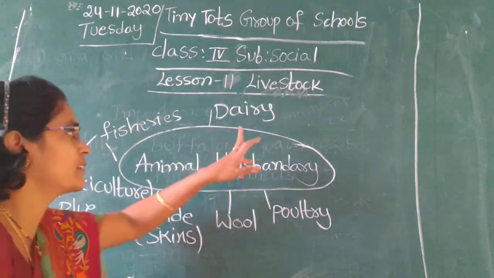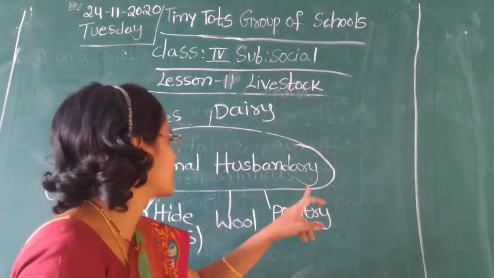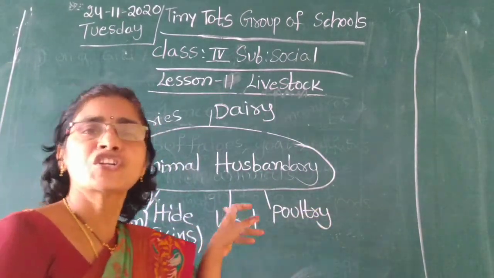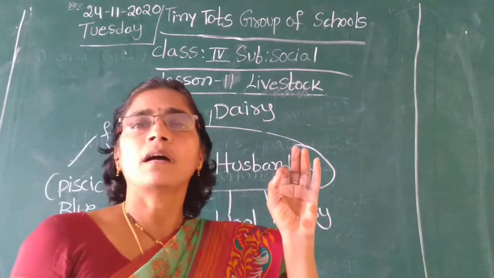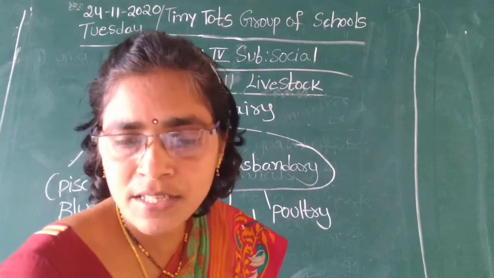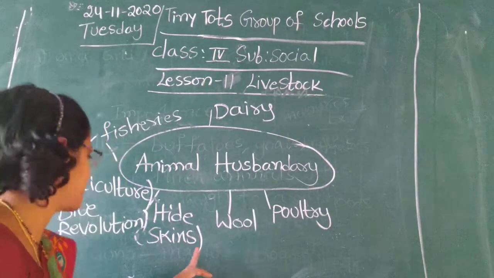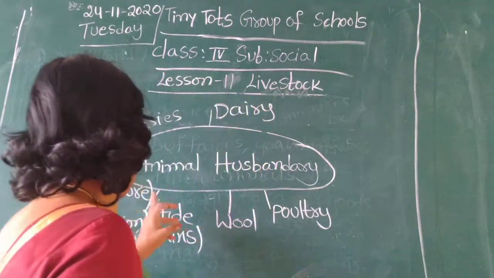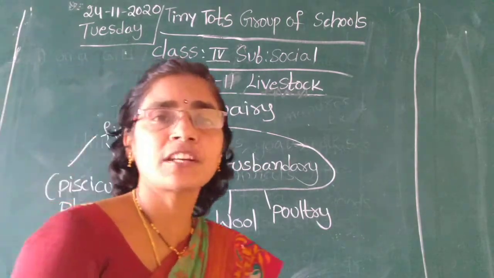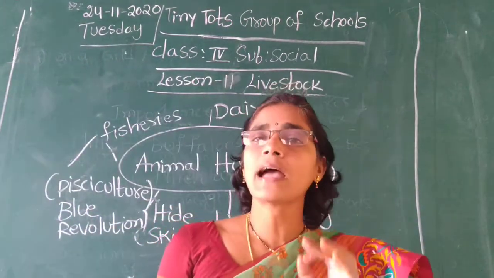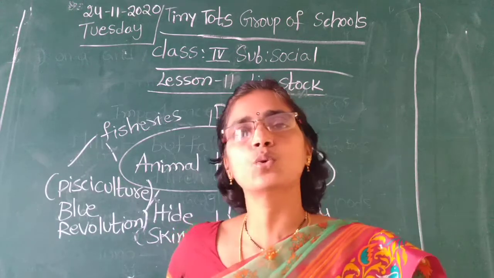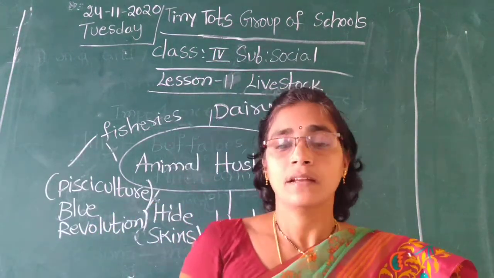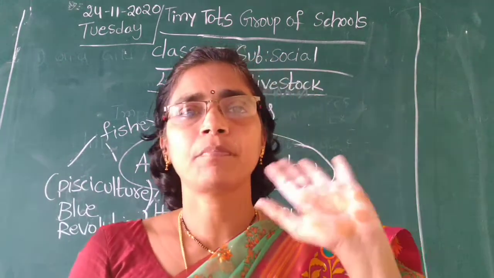What are the important things? Dairy means milk. Next one, poultry means eggs and meat. Next, wool, sheep, goats and rabbits. And next one, hides, the skins of dead animals. And next one, pisciculture, fisheries. Okay, this is about the animal husbandry. Reread these two word webs which I wrote on the board and read them again. Okay children, bye.